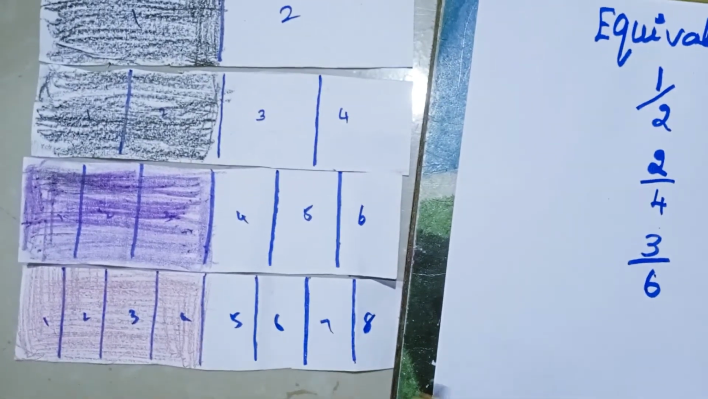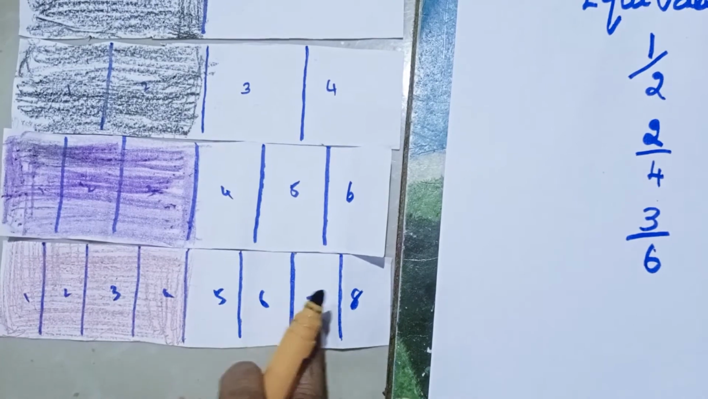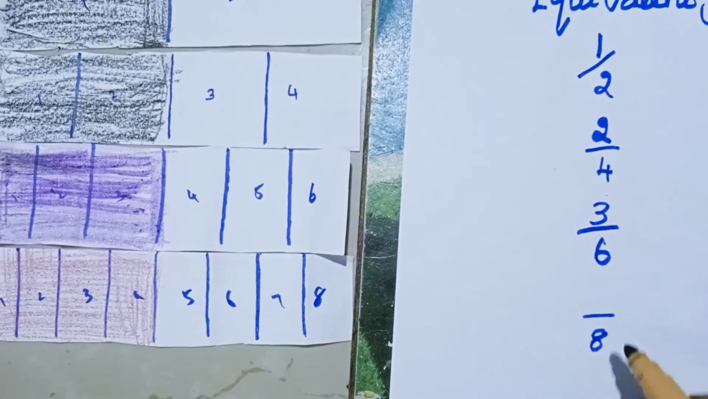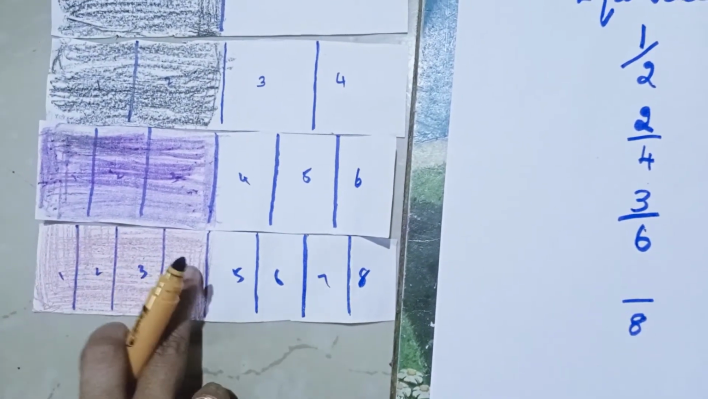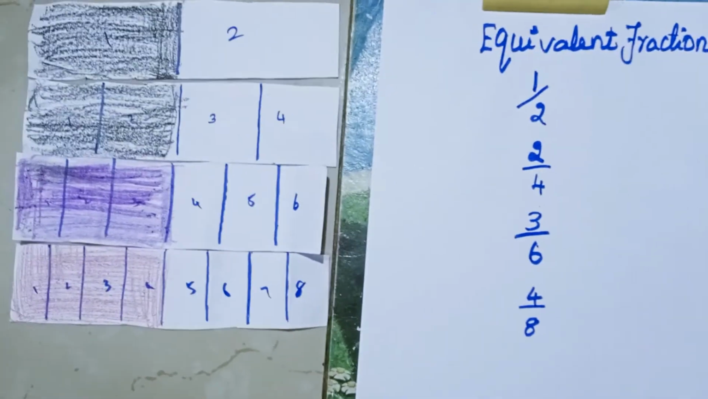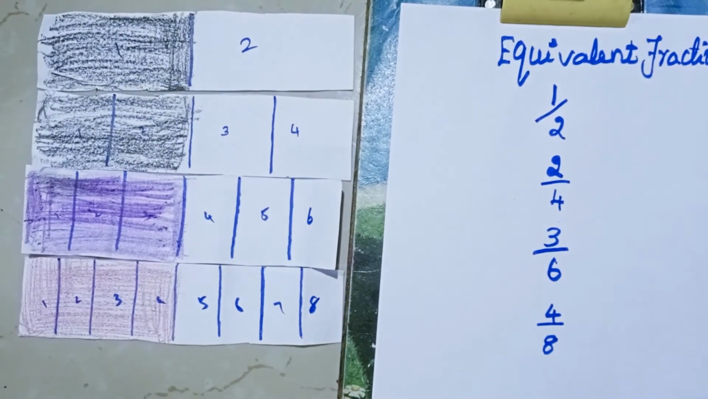Now we check the next step. 1 2 3 4 5 6 7 8, total 8 parts, you write in the denominator. And how many parts are shaded? 1 2 3 4, you write in the numerator. Now we have to compare all the strips. Are they equal or not? Okay, let's see.